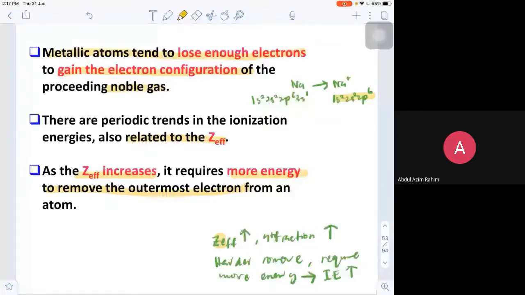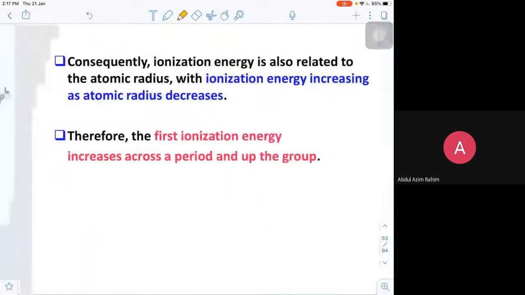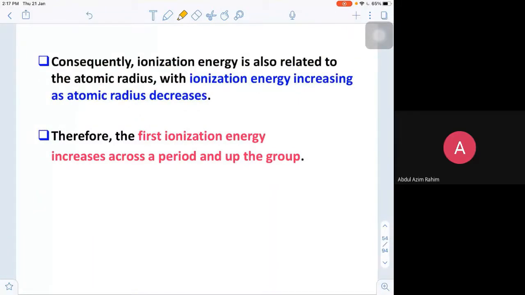Okay, we are not comparing the first, second, third IE of magnesium with the first, second, third IE of beryllium. We're just comparing their first IE, the first ionization energy of different elements. So basically these are the trend.